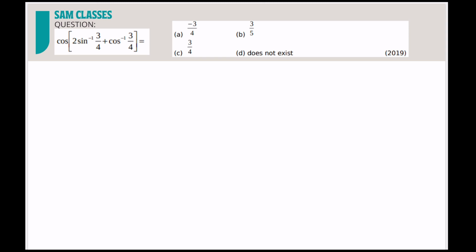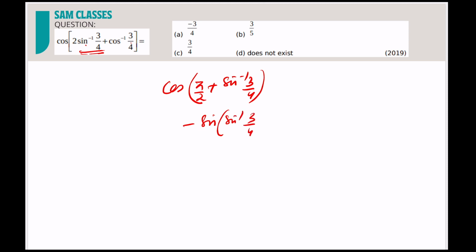Now understand this question. How will we solve it? Again, the same thing. Cos of, take one of it. So sine inverse 3 by 4 plus cos inverse 3 by 4 is pi by 2 plus sine inverse 3 by 4. Now you remember that cos of 90 plus theta is what? Minus sine theta. So minus sine of sine inverse 3 by 4, that is equal to minus 3 by 4 directly. Okay, that's it.